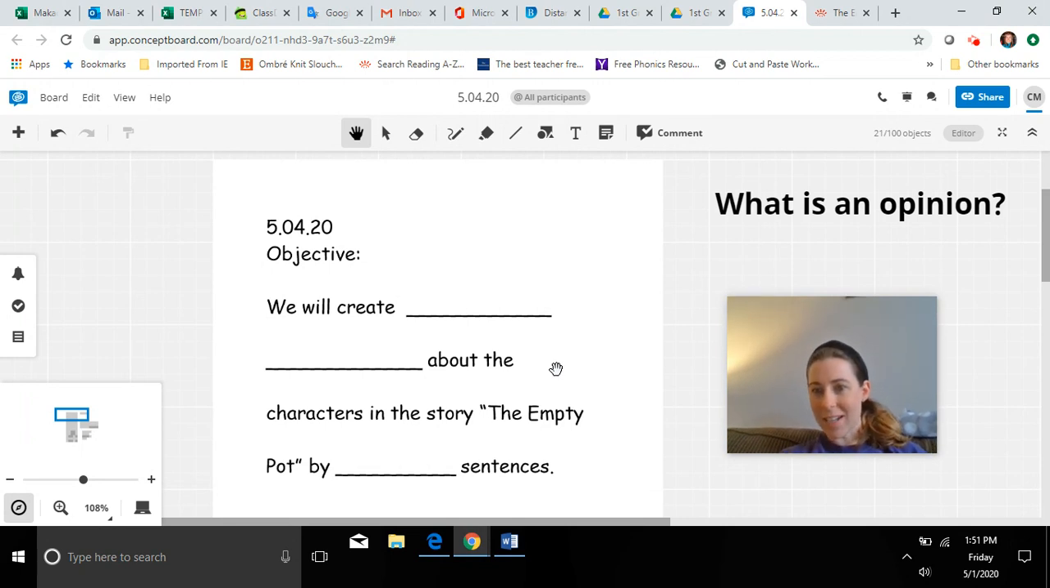Let's get started and talk about what we'll be learning about for the next 2 days. We're going to be talking about making an opinion paragraph.